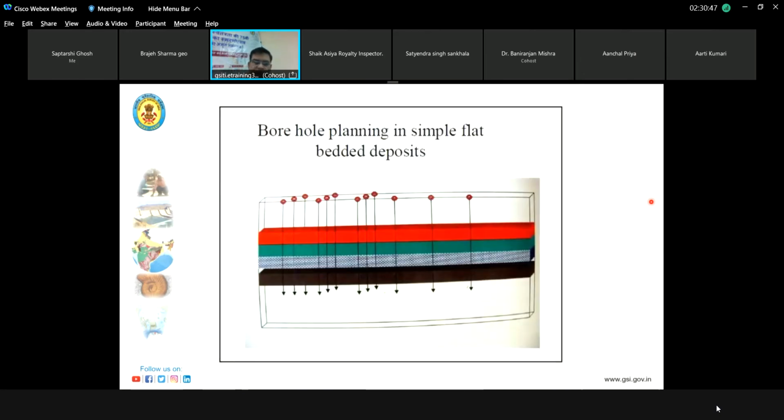So if it is a flat body and the dip is very minimal, less than 5 to 10 degrees, or maybe a maximum of 15 degrees, then we can go for vertical boreholes. You can put them in a grid pattern or whatever you choose fit for that area. This is based on geological knowledge only, and the geologist is the best judge to decide which borehole or which pattern he will follow in that area.